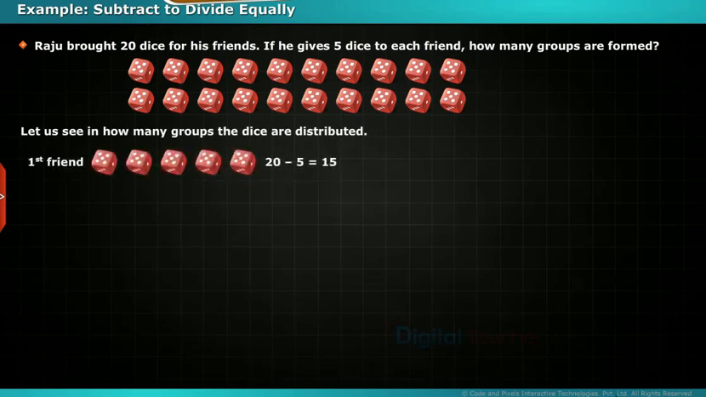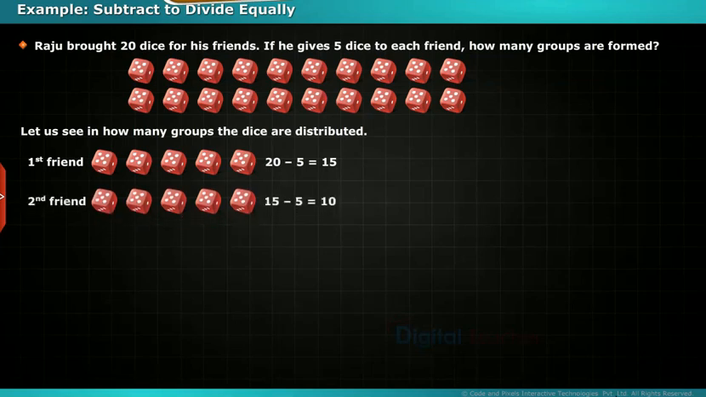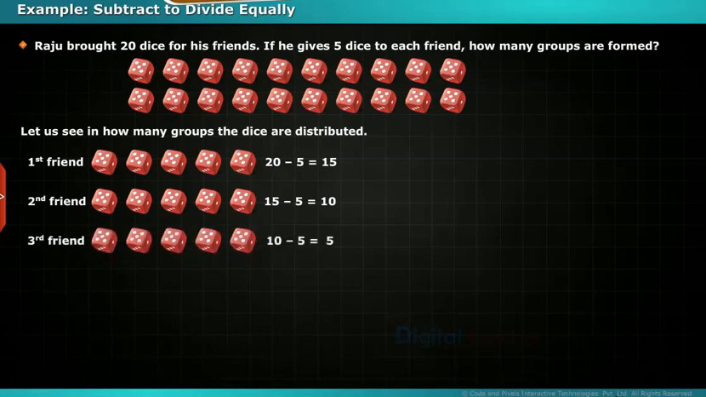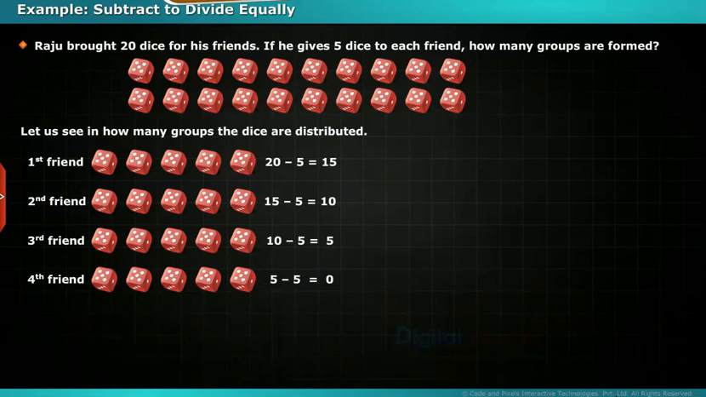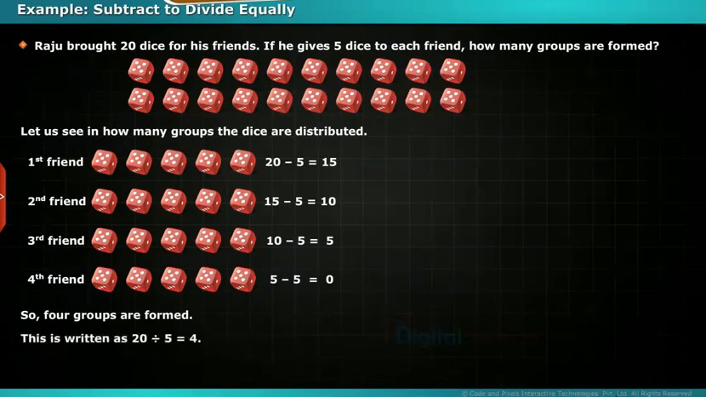First friend, 20 minus 5 is equal to 15. Second friend, 15 minus 5 is equal to 10. Third friend, 10 minus 5 is equal to 5. Fourth friend, 5 minus 5 is equal to 0. So, 4 groups are formed. This is written as 20 divided by 5 is equal to 4.